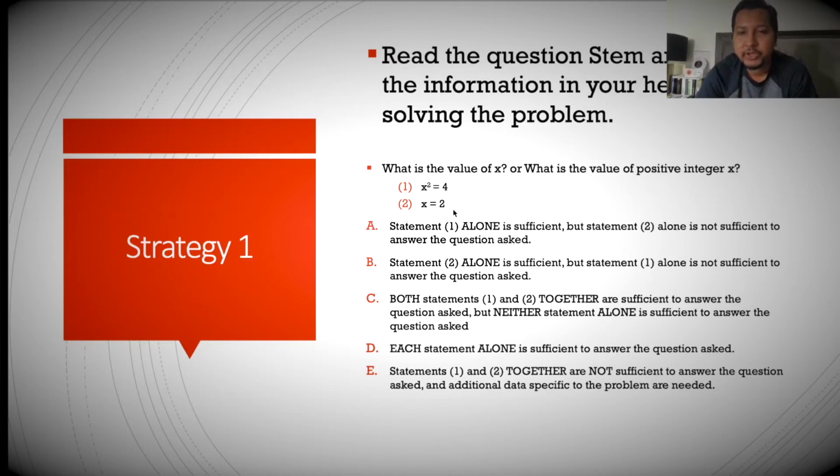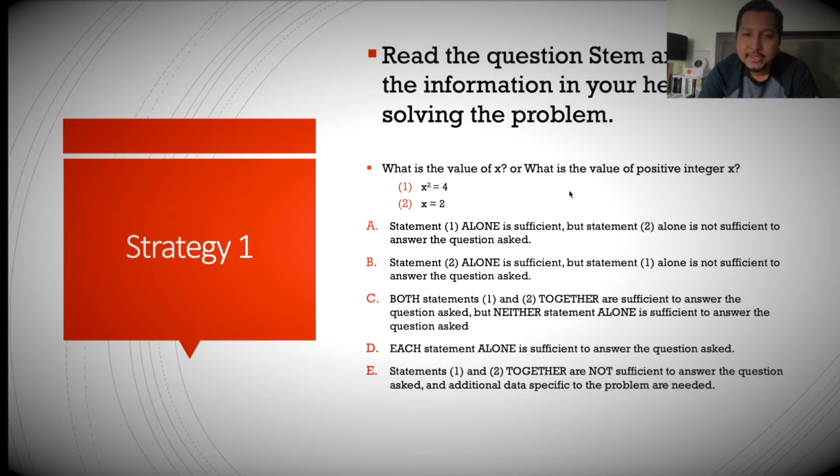However, if we just change the question stem like this, "what is the value of positive integer x?" then the question stem tells us that x is a positive integer, and while we are trying to solve this, we need to keep that in our mind. So we know x is a positive integer, and now let's look at the options. Statement 1 tells us x squared equals 4, which means x could be 2 or minus 2, and we know x could only be a positive integer from the question stem. So we know for sure x equals 2. So statement 1 is sufficient to answer this question, and statement 2 is also sufficient. So we can say the answer would be D.